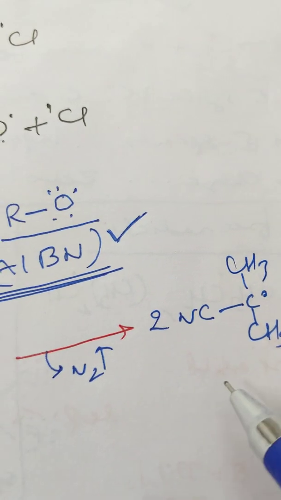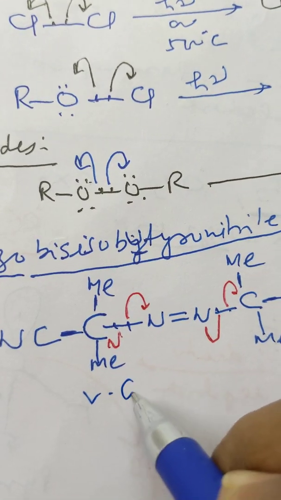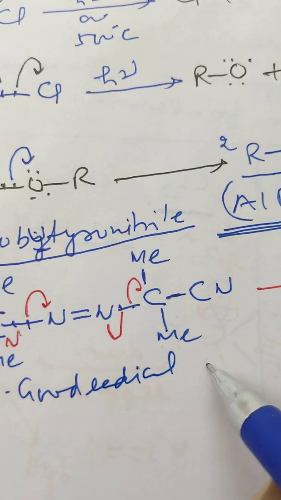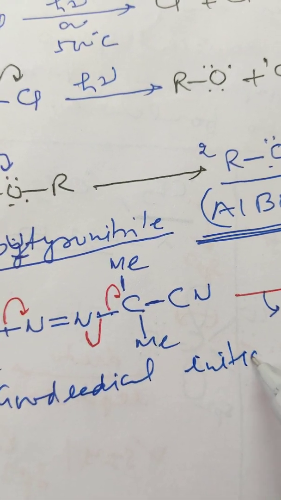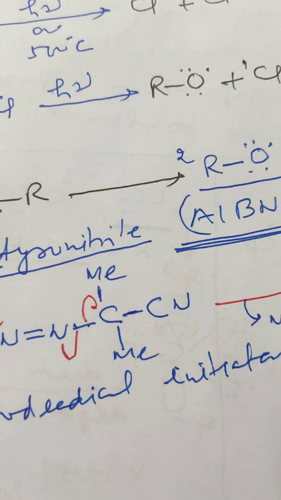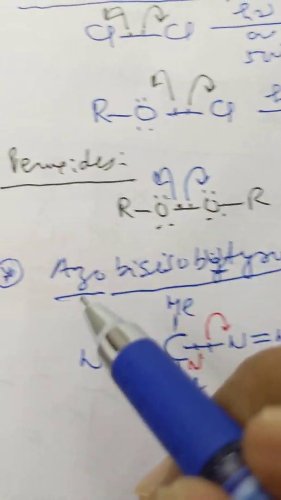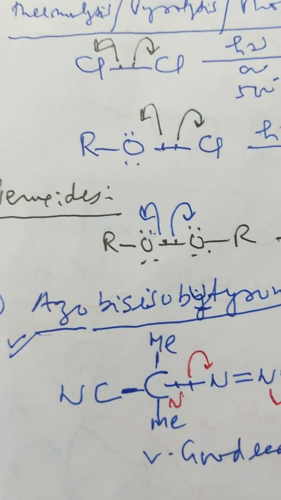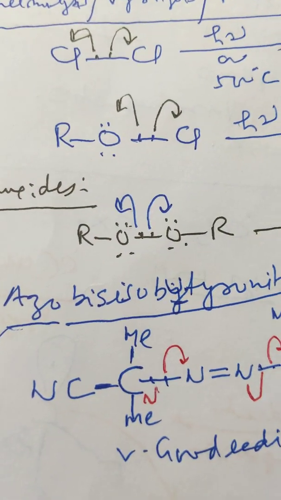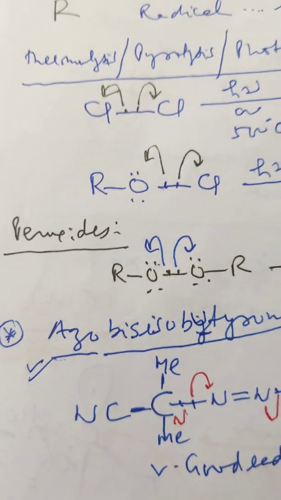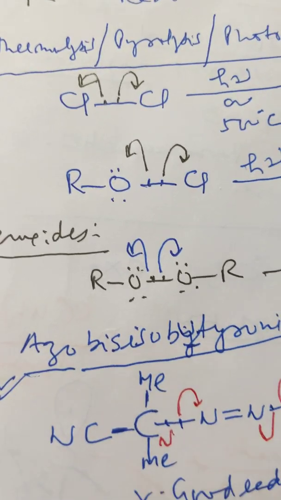Two highly reactive species like this are formed. So hence it is a very good radical initiator. Very good radical initiator. So this is a key example for the formation of free radicals. Okay. So you have seen peroxide, how it is formed by photolysis, how it is formed by pyrolysis.